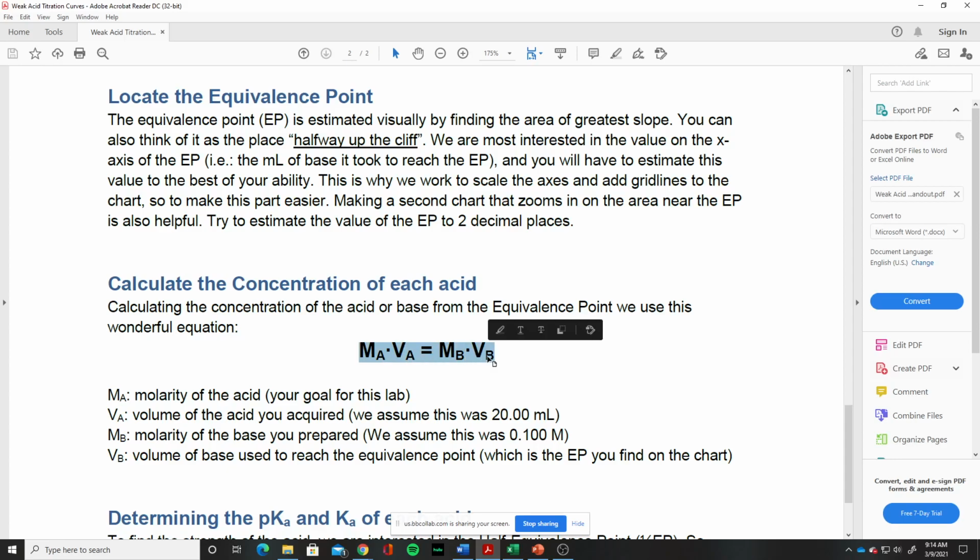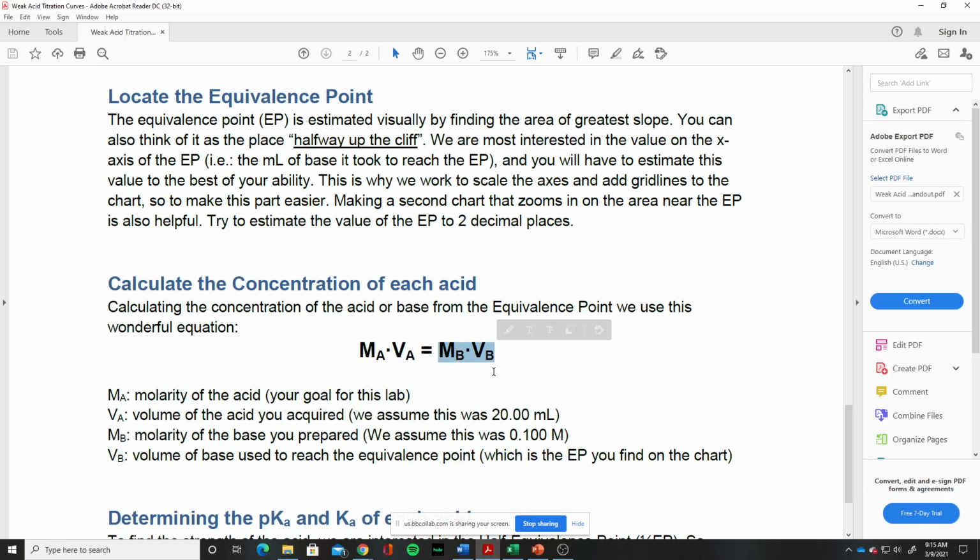We're going to use this equation to do that. It is a very handy equation, and it is essentially just a modified version of the dilution equation. It's obviously not being used solely as a dilution equation, but it really is just a modified use of the dilution equation. And so the Ma and Va are the molarity of the acid and the volume of the acid. Ma is what you're trying to find, the molarity of your acid. Va, as it mentions here, is always going to be 20, because that was our assumption at the beginning of the lab, that we started with 20 mL of acid.